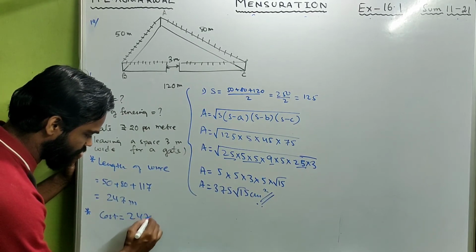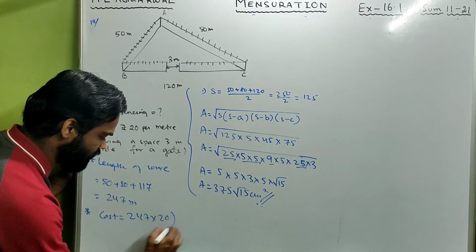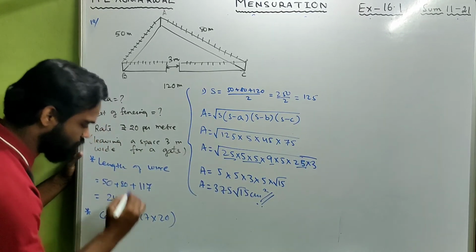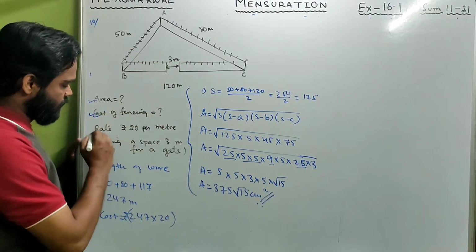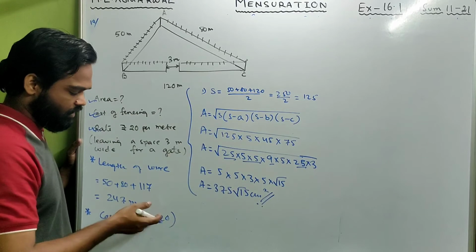So the cost will be the length of the wire multiplied by 20. So this will give you the cost. Clear? Very easy. Length of the barbed wire we got and the rate was given. So just multiply by 20. You will get the answer.